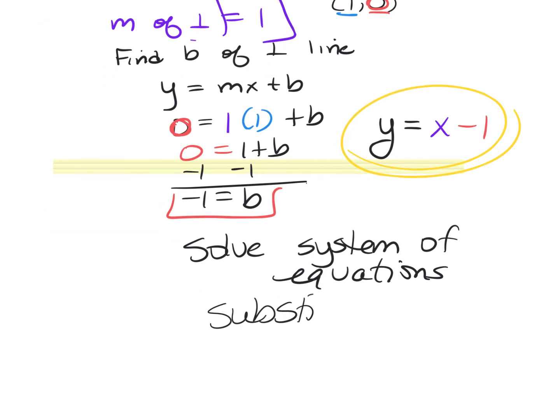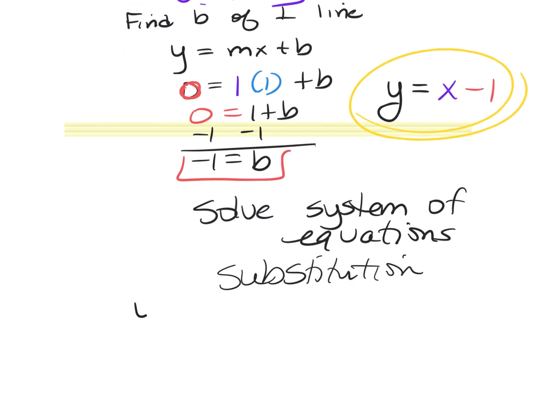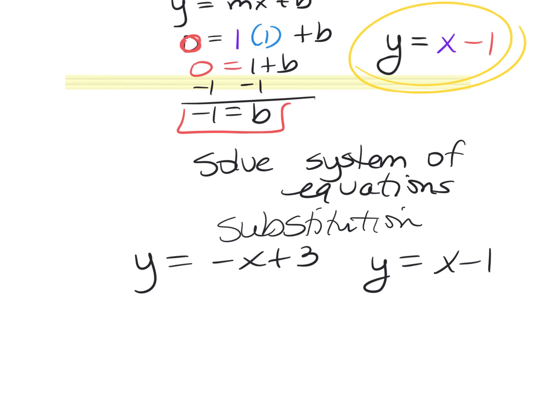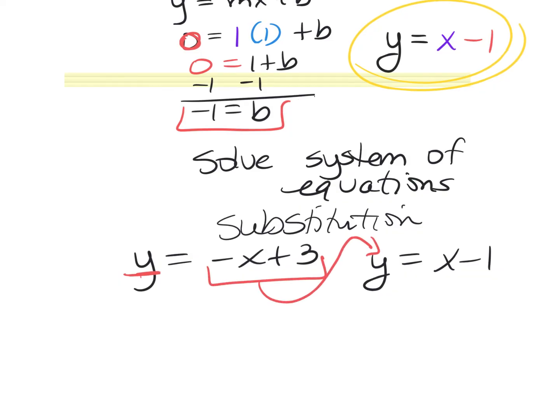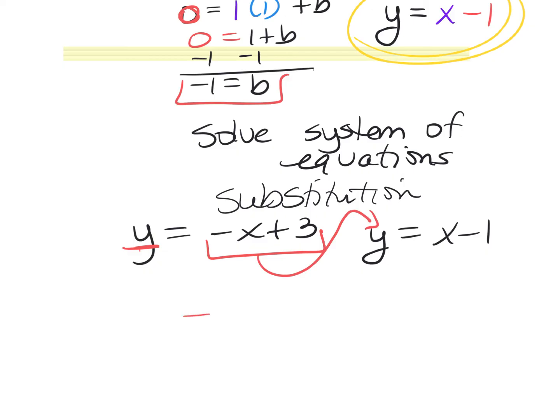So the two equations that I'm trying to find their point of intersection is the original given, y equals negative x plus 3, and y equals x minus 1. Because they're both set equal to y, I'm going to take what this y equals, which is this, and I'm going to substitute it into this equation for y. So I'm going to do negative x plus 3 is equal to x minus 1.